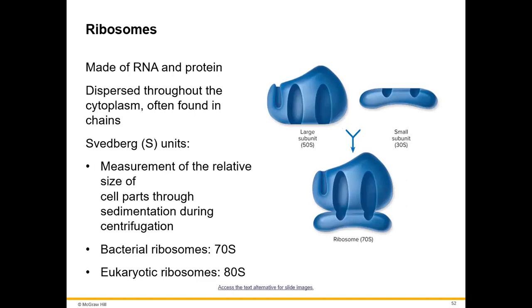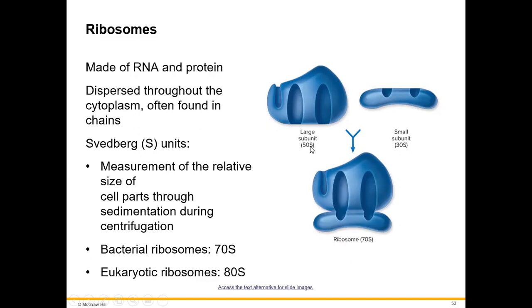Ribosomes, we'll talk about this in our next section about molecular genetics. The ribosomes are made of two things. They're made of RNA and protein. They have two subunits, a large subunit, 50S, and a 30S. Together, when these are joined together, it's a 70S.